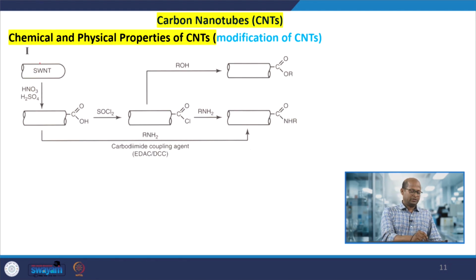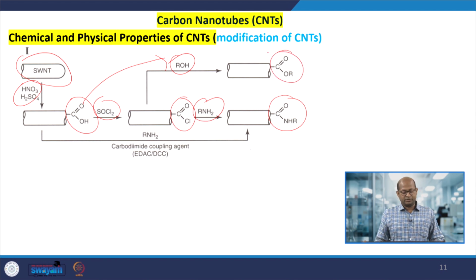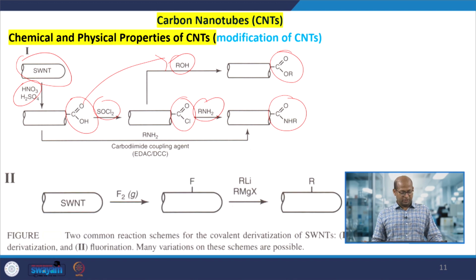Here you can see that we start with CNT, then we treat it with acids, and then acid functionalization is there. Then we can convert it by chlorination, and then with amines, this type of amide functionalization can be formed. Or by treating the acid with alcohols, this type of ester functionalization with the carbon nanotubes is possible.